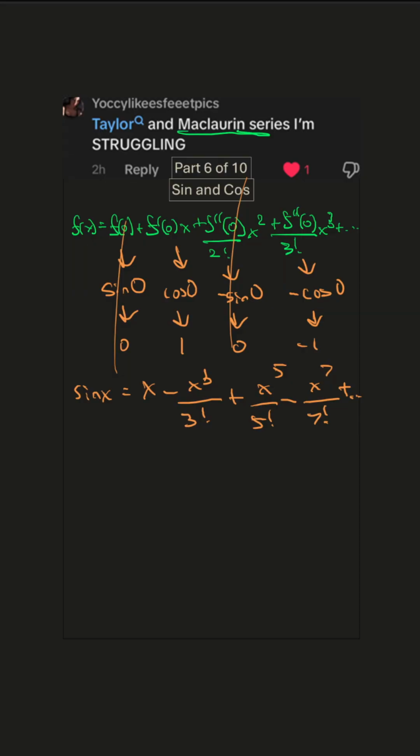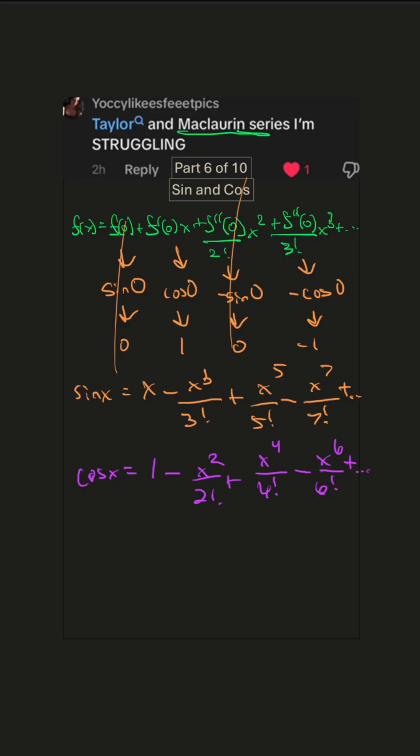And very similarly, cosine of x, pretty much the same thing happens. And we get 1 minus x squared over 2 factorial plus x to the 4th over 4 factorial minus x to the 6th over 6 factorial plus, so we're only getting the even derivatives here, and we're alternating the signs, plus and minus.